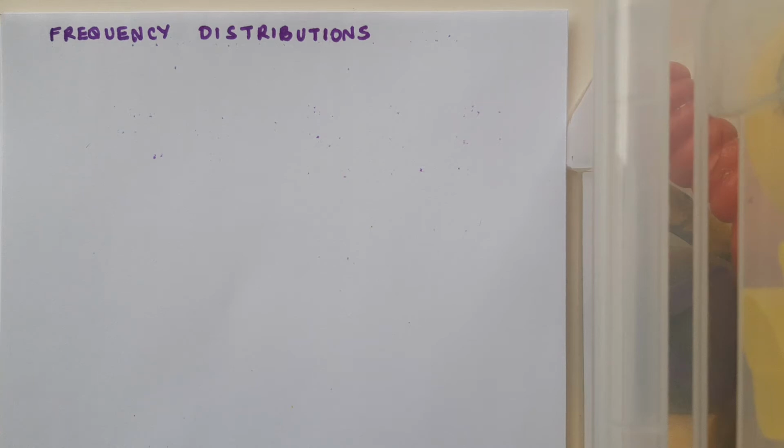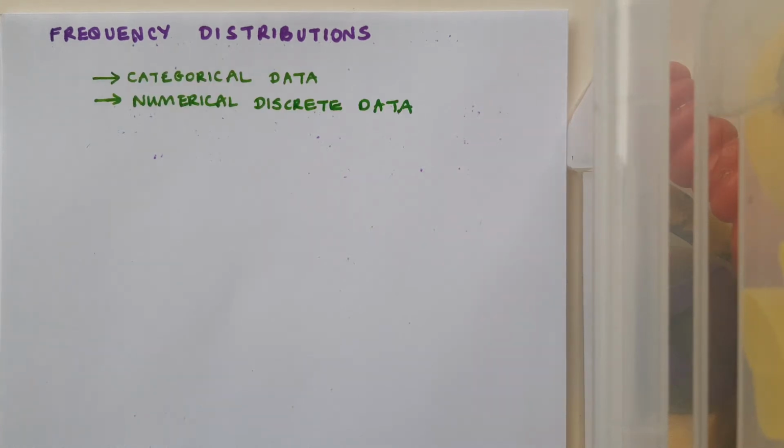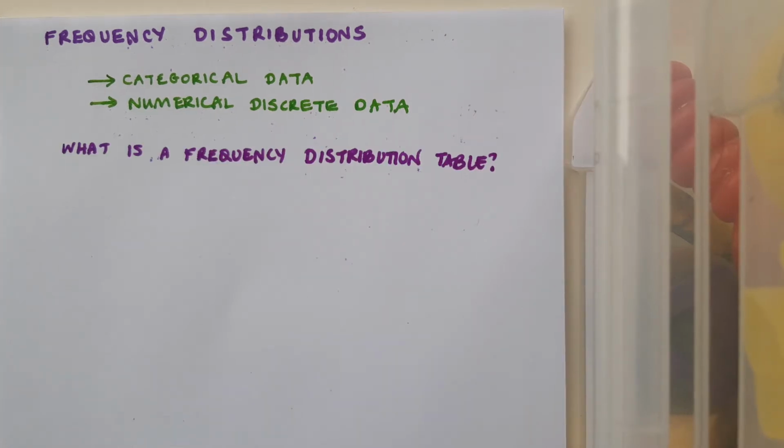This video is on frequency distributions. These are used for categorical data and for numerical discrete data. So first up, what is a frequency distribution table and why do we use them?